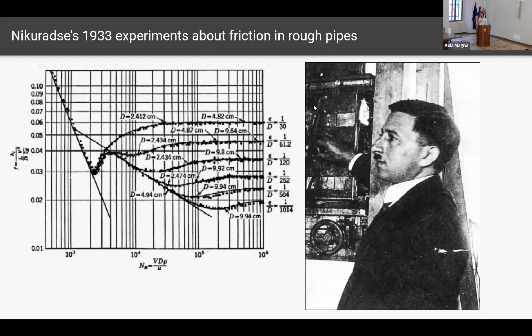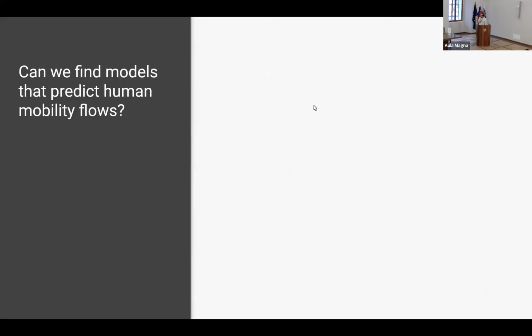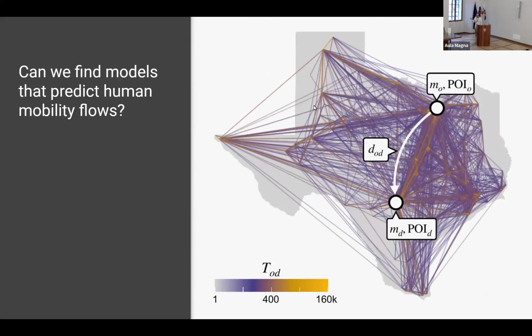Now, the second problem I want to talk about, again, is totally unrelated, and it's related to mobility of people, right? And the question we want to ask is whether we can find models that predict how many people are going to travel from one city to another, okay? So this thing here is a map of Texas in the US. You have cities in there and flows of people between them. So here, orange is a lot of people commuting between pairs of cities.